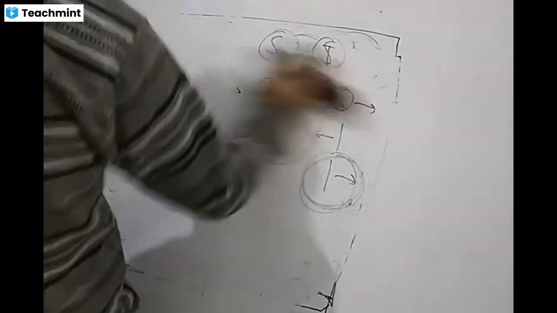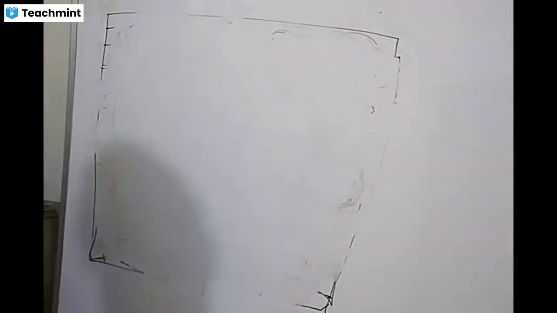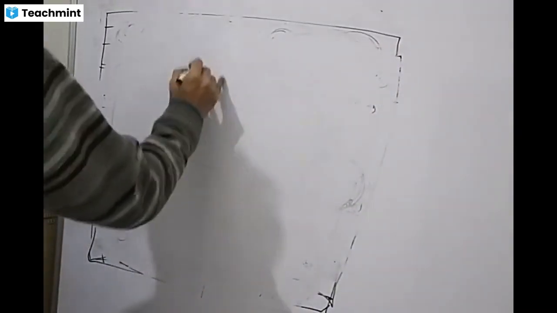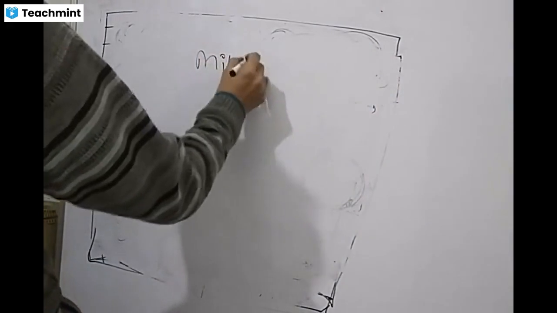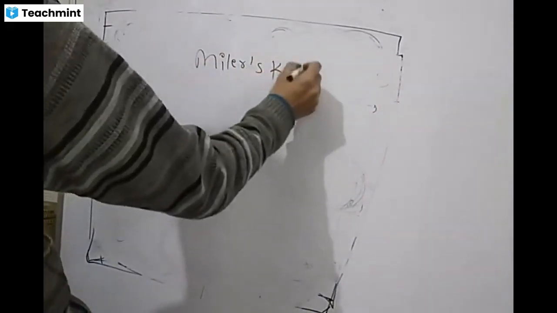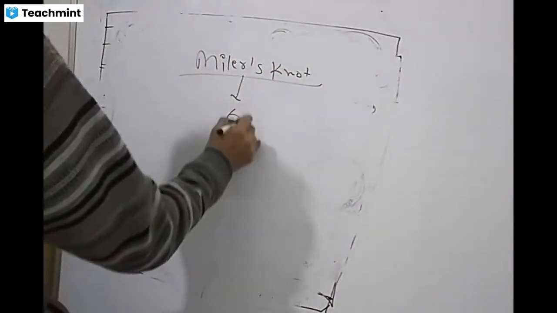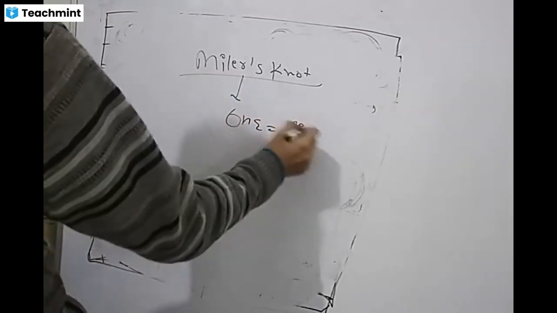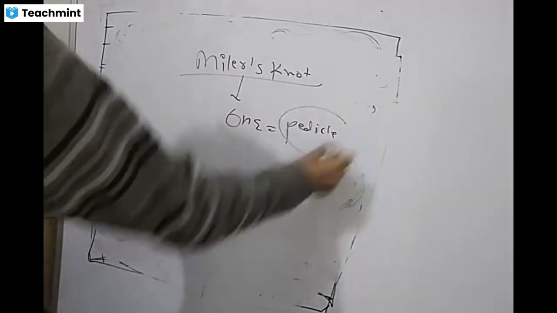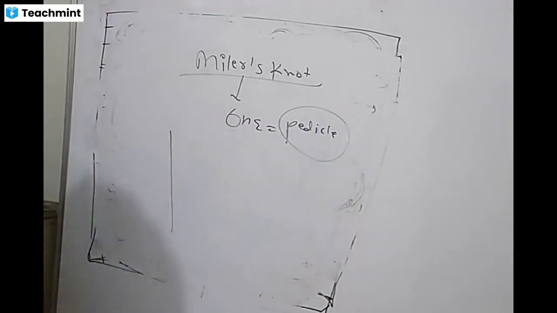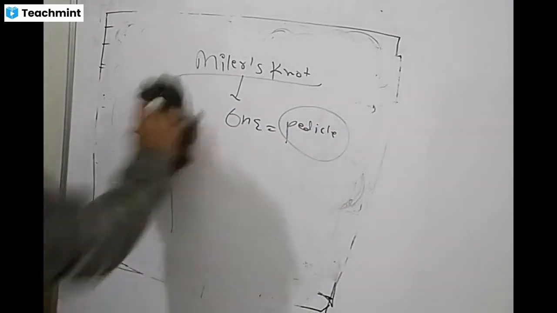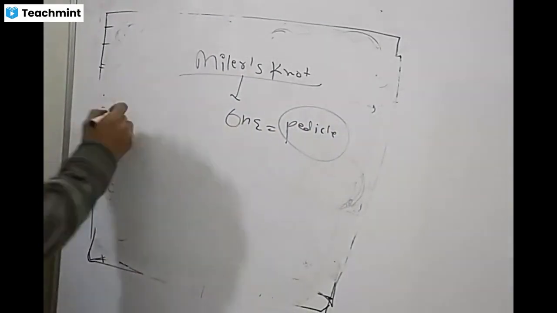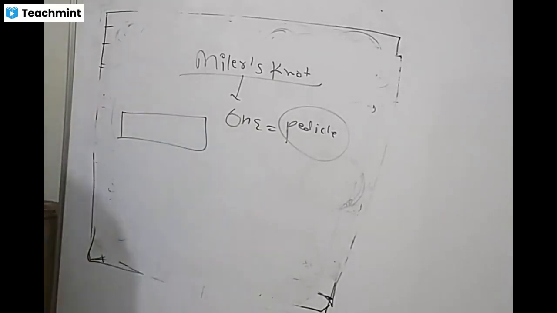Then there is one more knot, which is called Miller's knot. It is used in OHE. Here is how the Miller knot is applied on the pedicle. See, this is the pedicle.